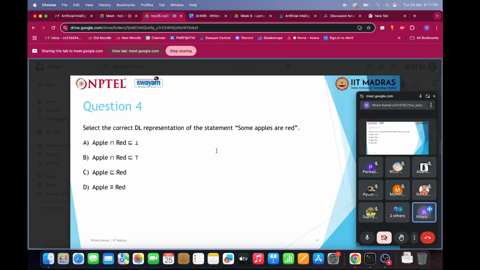So here we are given a statement that we saw in the previous live sessions as well. The statement is "some apples are red," and we have to represent it using the correct description logic representation of the statement given to us. So which of these do you think would be the correct representation of "some apples are red" in description logic? Remember, we are dealing with description logic. So the kind of reasoning that we followed to arrive at an answer in first order logic in previous live sessions will also hold here.